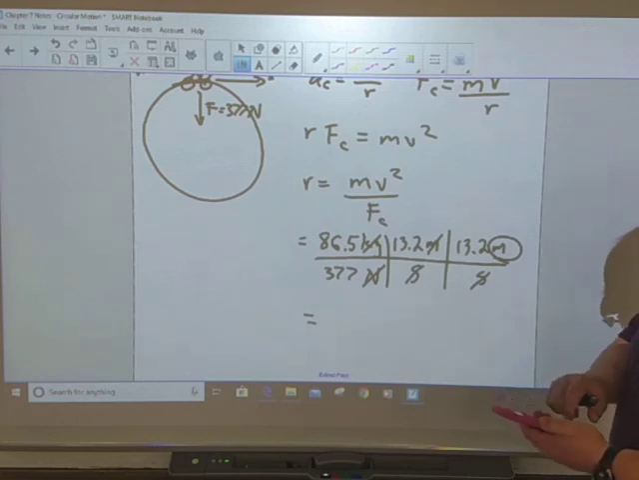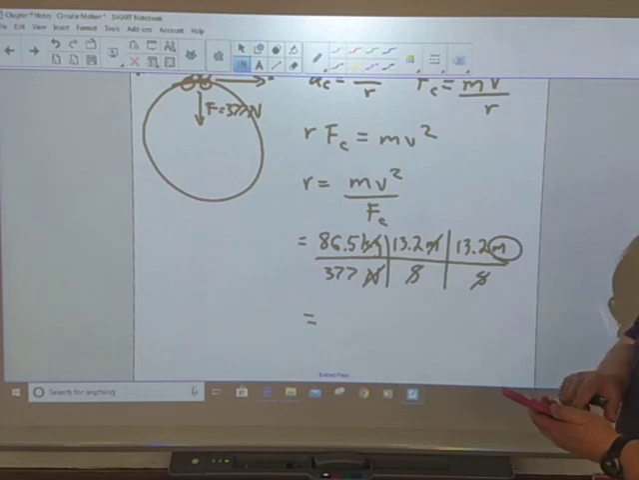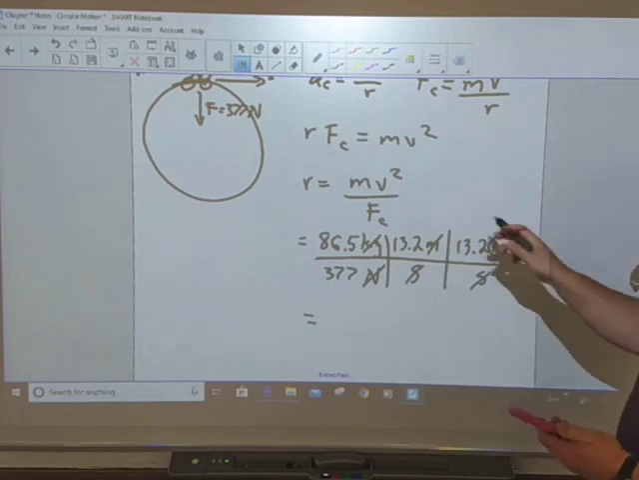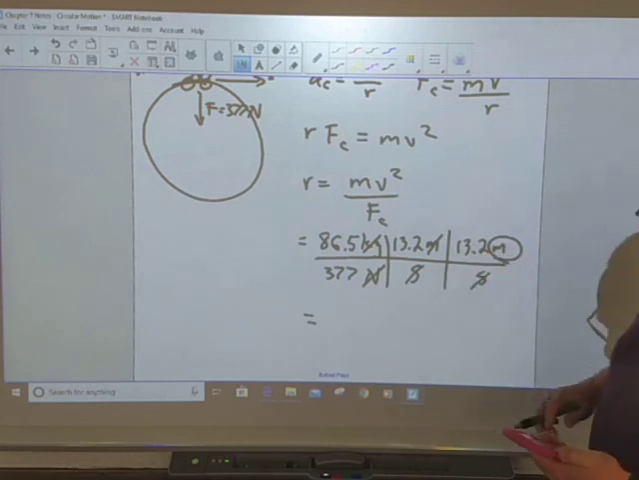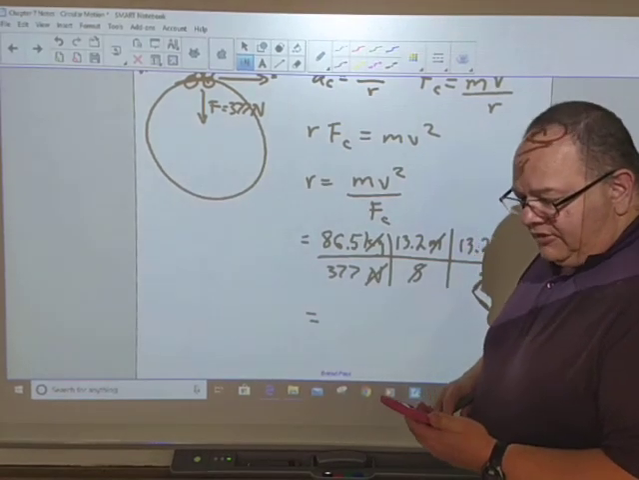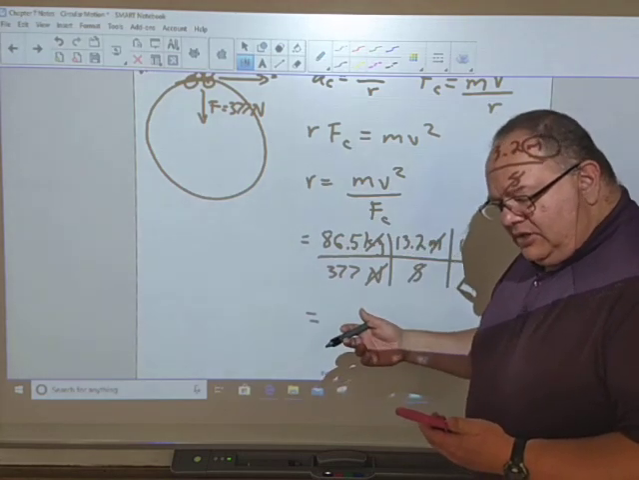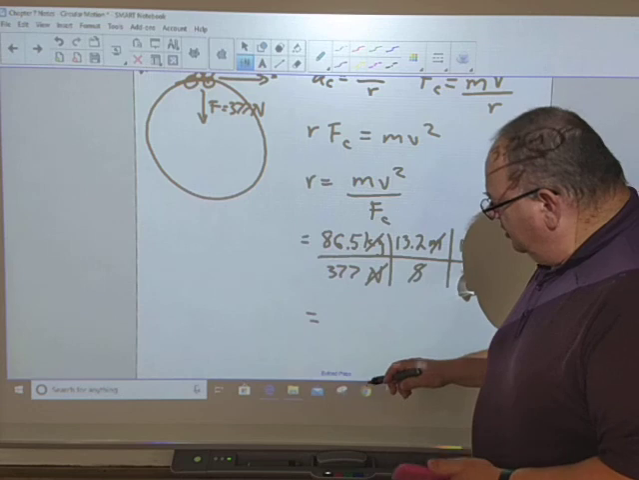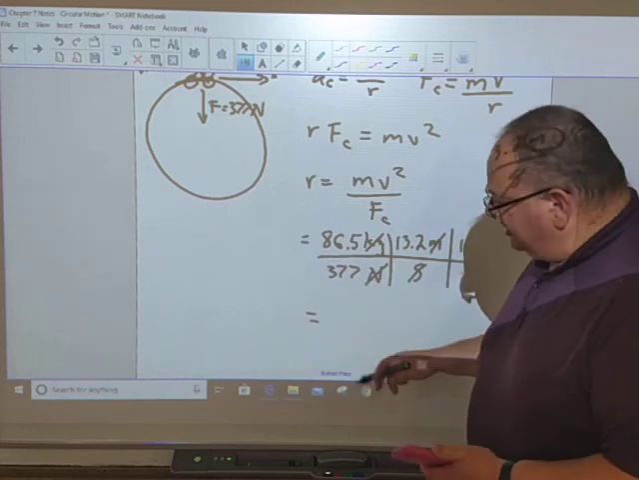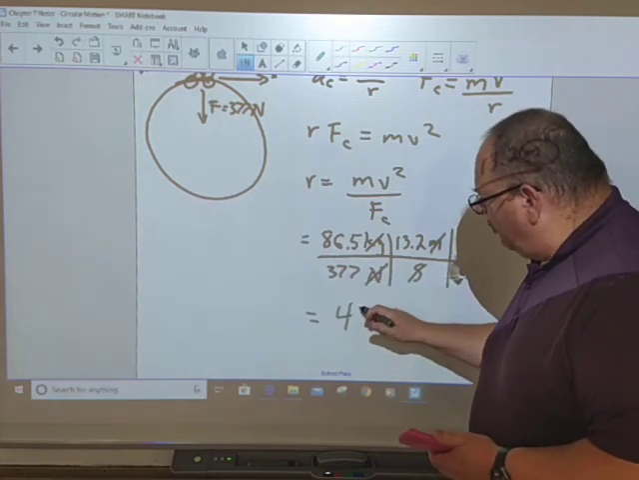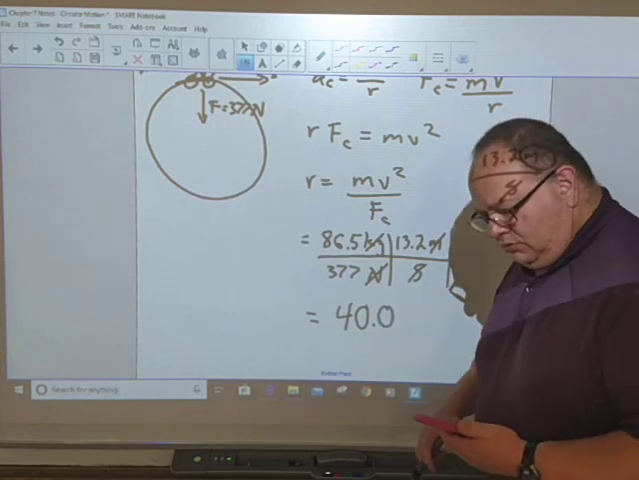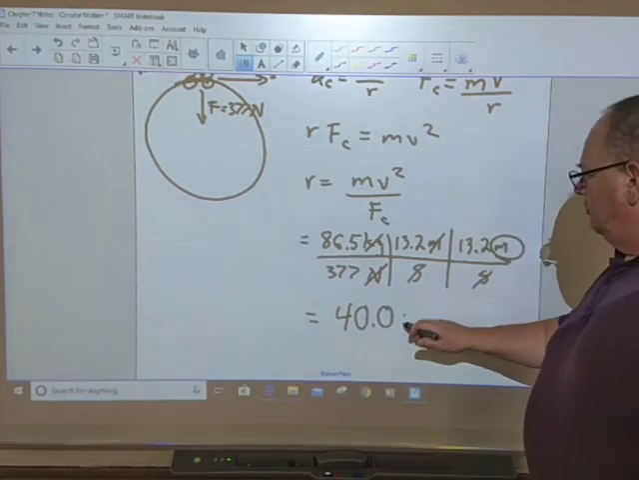86.5 times 13.2 times 13.2 divided by 377 equals, looks like we get 3 sig figs this time. I got 39.978. So that's going to round up. The 9 rounds up to 10. So I got 40.0 meters.